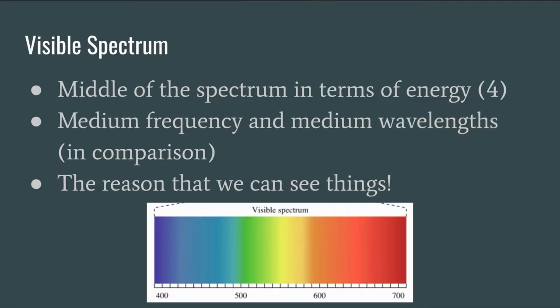Now, the visible spectrum. In terms of energy, this is right in the middle, number 4. Medium frequency, medium wavelength compared to the other ones. And this is the reason that we can see things. We are going to spend a lot more time on the visible spectrum and why we see the colors that we do. Did you know that colors actually mix also? Kind of like we mix paint, but they follow a little bit different rules, but we're going to get into that all later.